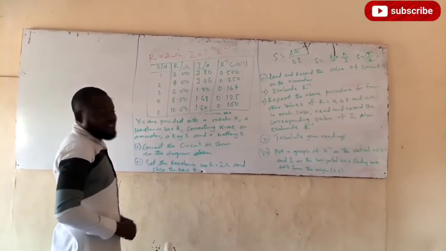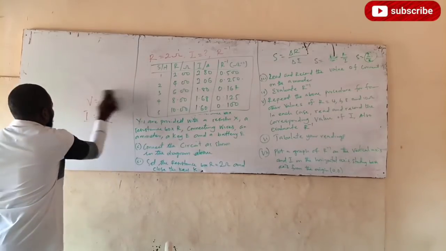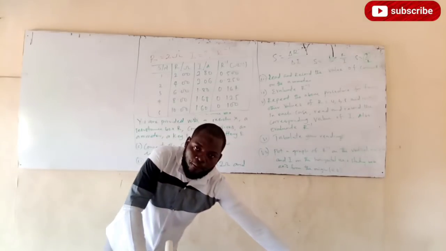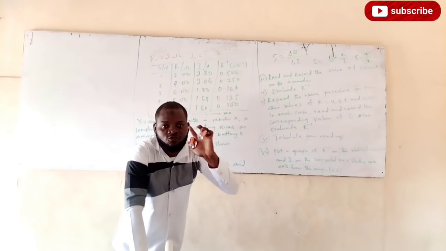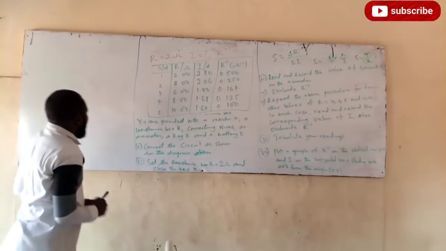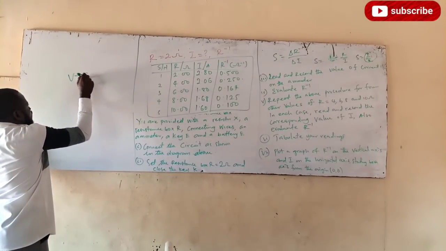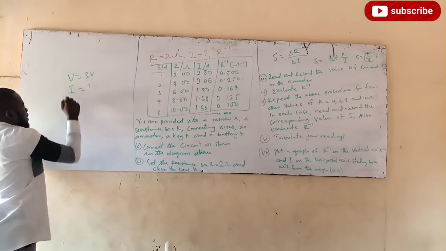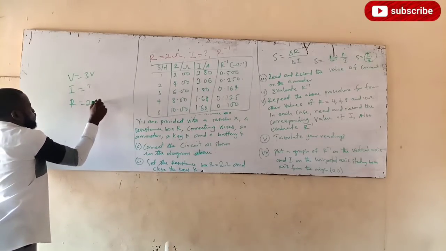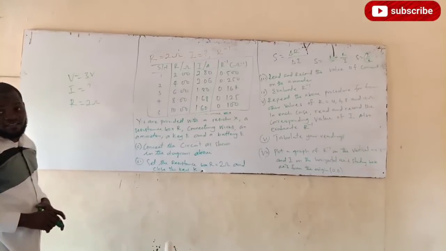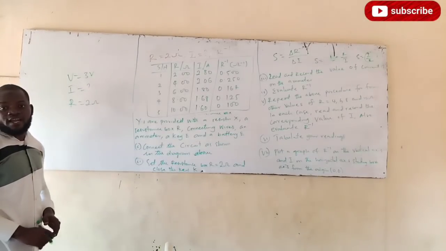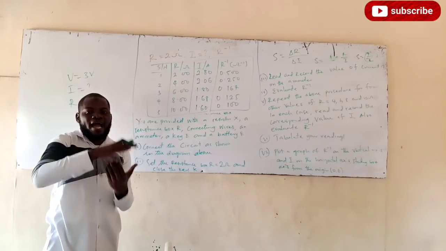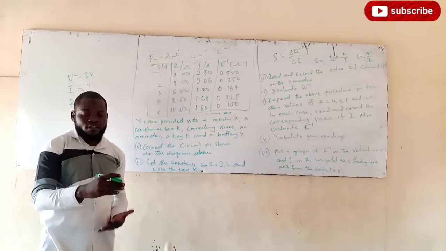Now, how do you manipulate this reading? Let's see how I want to get the reading. I have a battery of 1.5 volts each, which is 3 volts. Our V is equal to 3 volts. We want to know the value of I, and we are given R to be 2 ohms at the first instance. If you look at the circuit diagram, you see that the resistance X and the resistance box are parallel to each other.